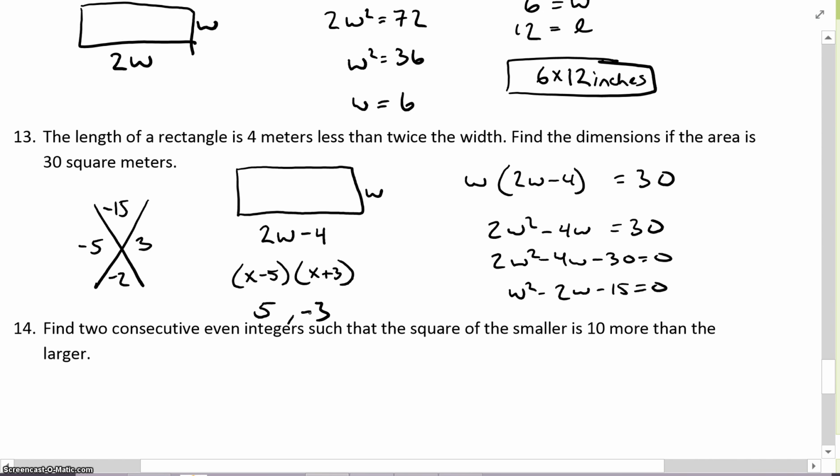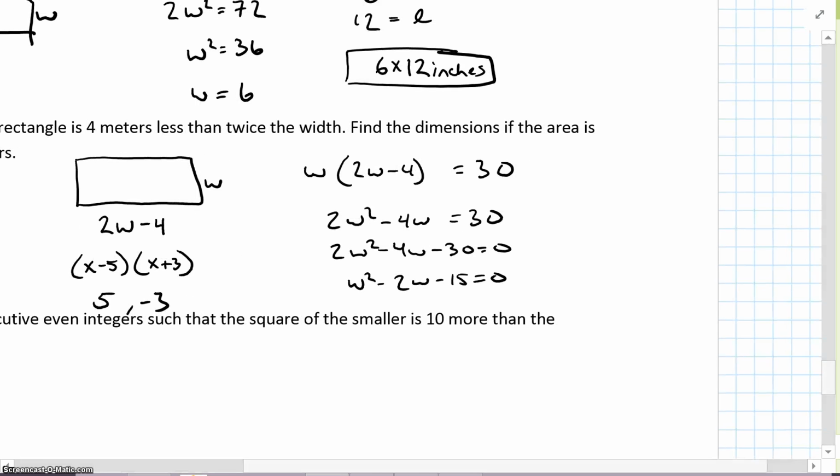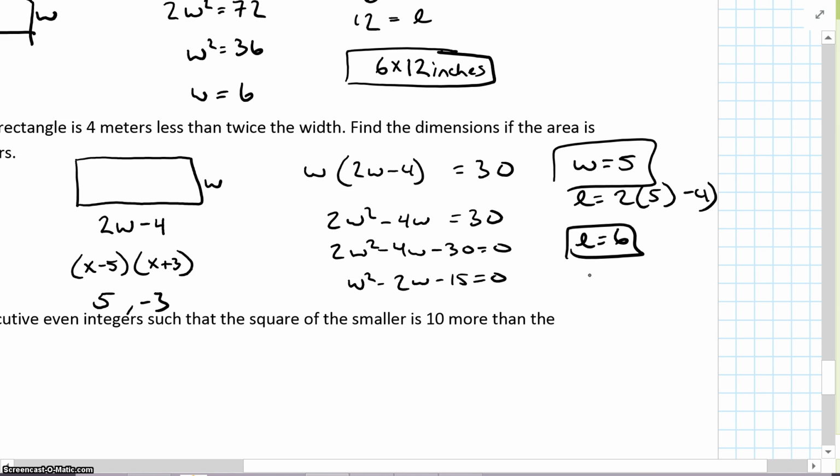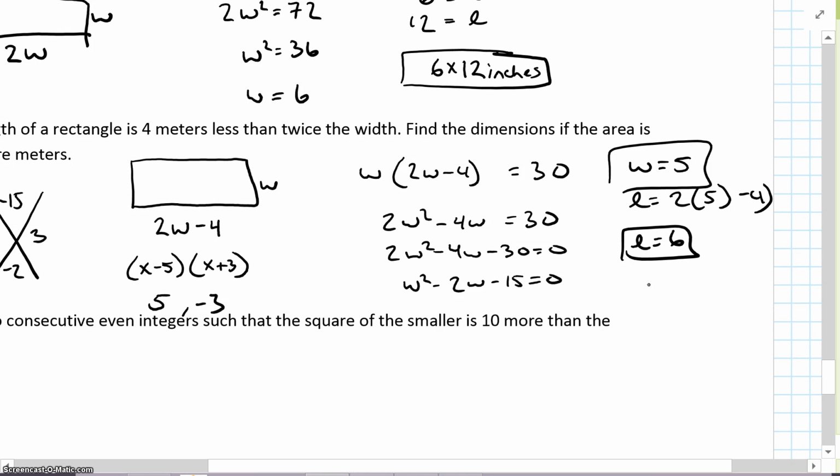So to find the dimensions, we plug it in. Our width is 5. Our length is 2 times 5 minus 4. Our length must be 6. So my dimensions are 5 by 6, and since the area was in meters squared, the dimensions are in meters.